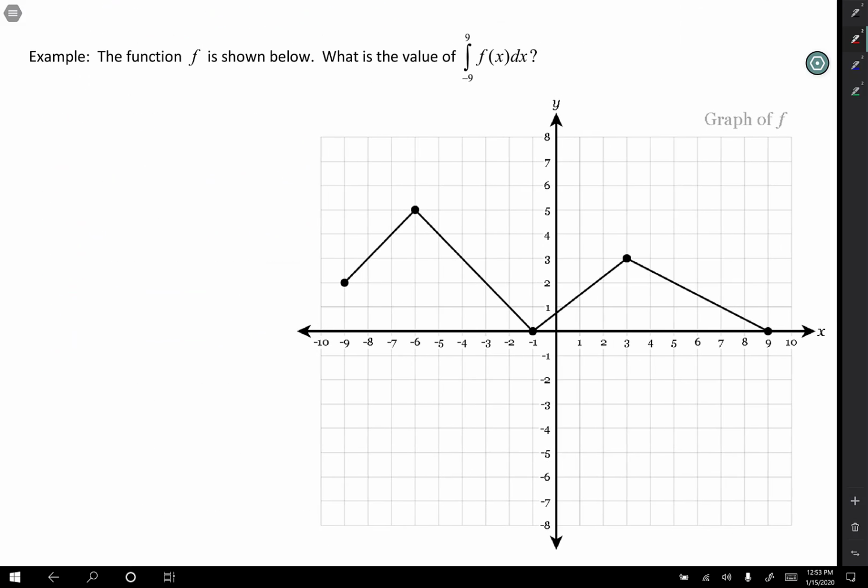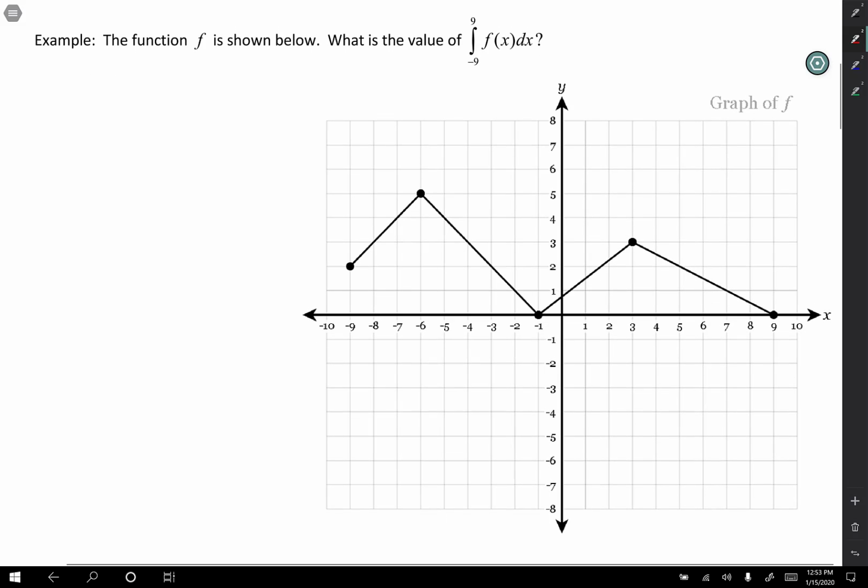Example, the next one, it says the function f is shown below. What is the value from negative 9 to 9? So notice this time they do not give you any numbers, so that means we have to calculate this by hand. And you're just going to do basic geometric shapes that we are aware of. So I can see that I have a rectangle there, and then a triangle, and another triangle. All right, so let's find this rectangle here. Let's see, 1, 2, 3. So this is 3 by 2, so that means this area is 6. Do you see how I got the 6 there?